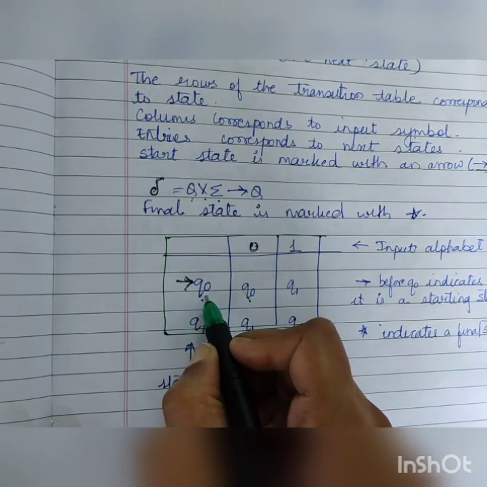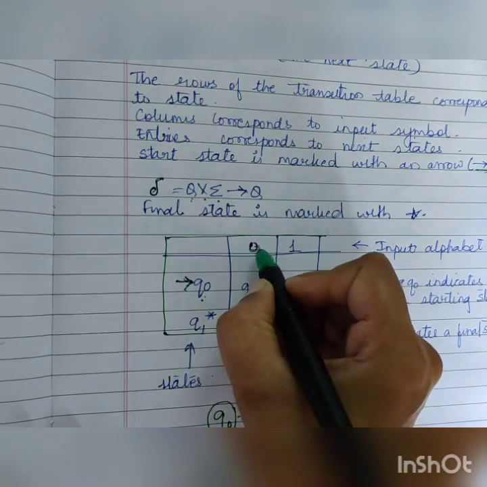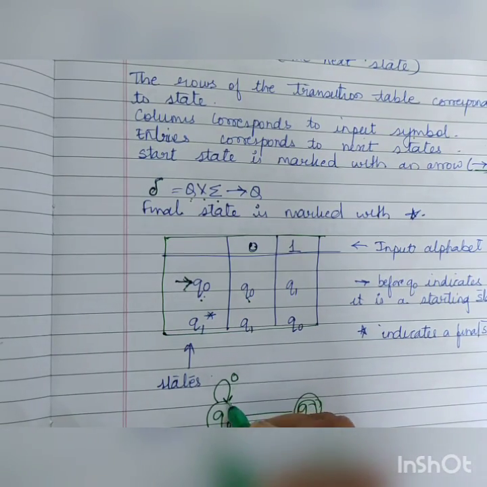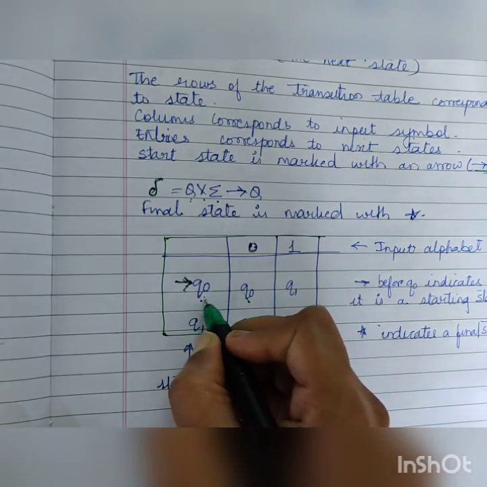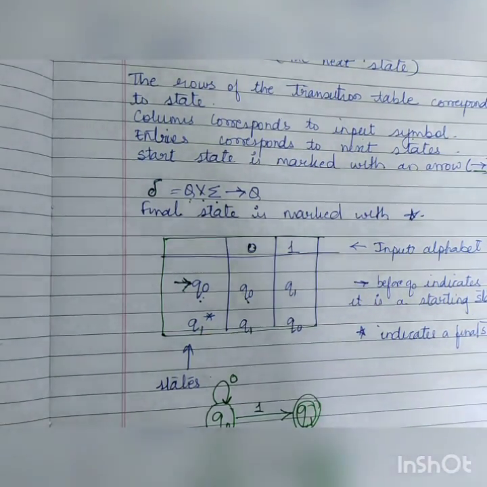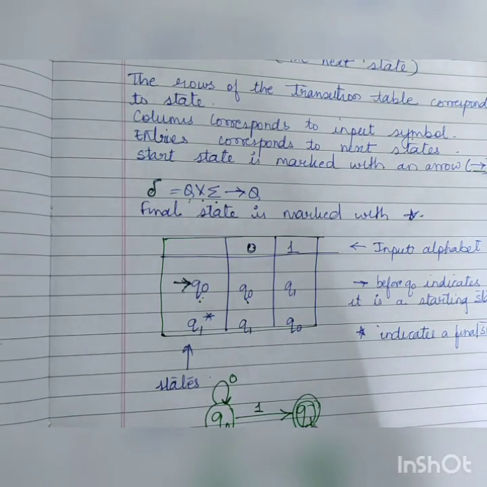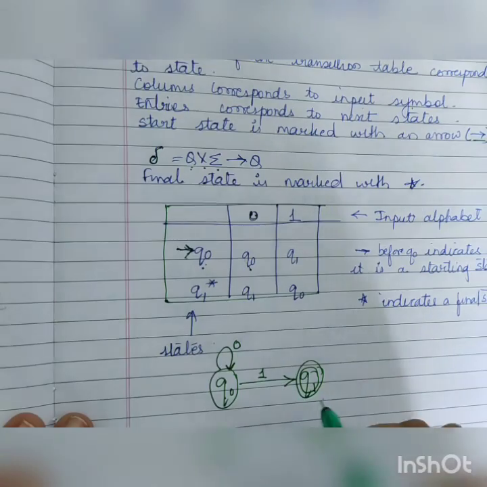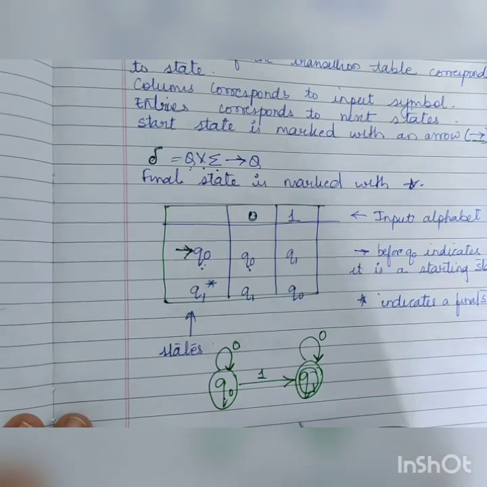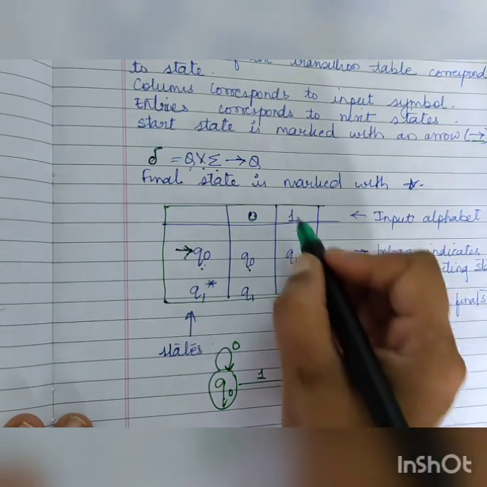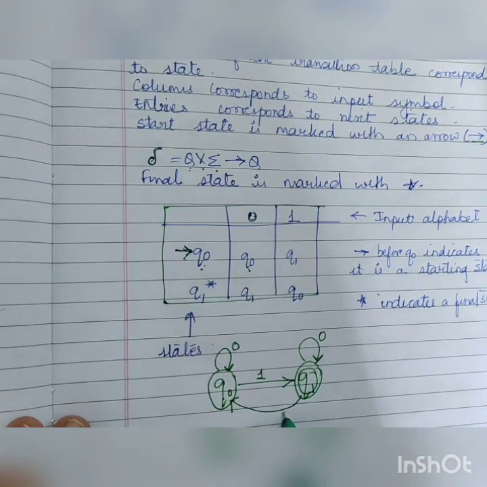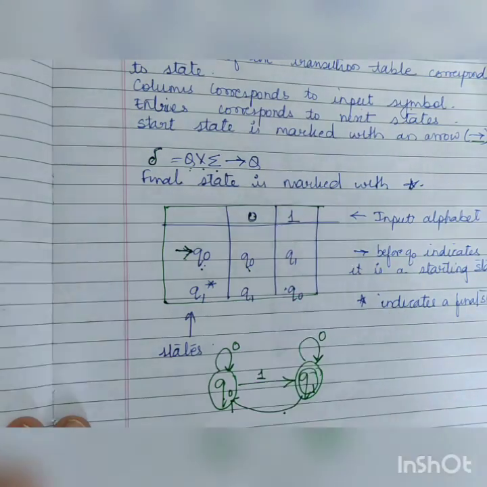Then q0 moves to q0 on input 0, that means on input 0, q0 goes to the same state q0. q0 on input 1 goes to q1. Here I can show a directed graph. Similarly, q1 on input 0 goes to the same state, and q1 on input 1 goes to q0. So this is the equivalent transition diagram, and this is the transition table.